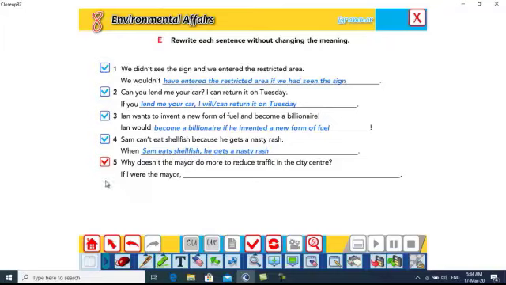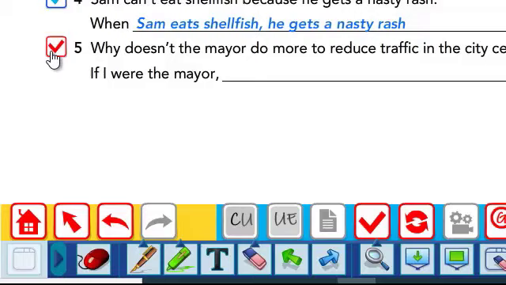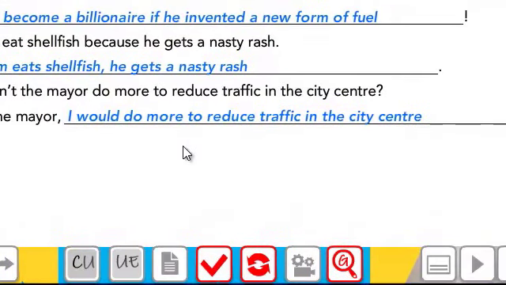The last sentence for today. Why doesn't the mayor do more to reduce traffic in the city center? If I were the mayor, and this is an imaginary situation, I'm not the mayor. If I were the mayor, I would do more to reduce traffic in the city center.